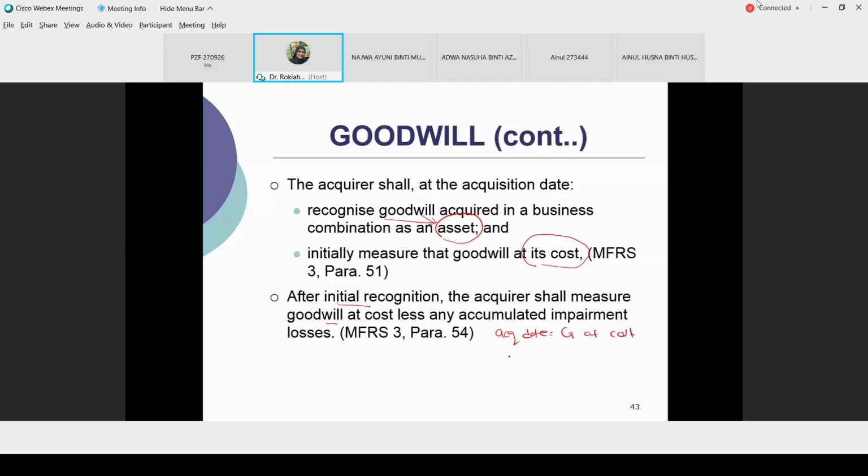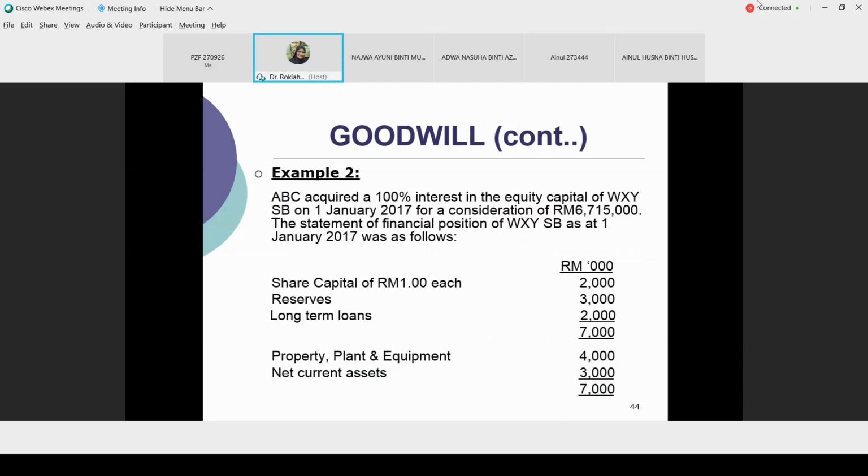After the acquisition date, for the value of goodwill, we take goodwill at cost and need to minus accumulated impairments. If you have accumulated impairment loss, then you get the amount of goodwill. So at the acquisition date, we only use goodwill at cost. After the acquisition date, the value of goodwill needs to be reduced by any accumulated impairment loss. Okay, so we try to look at this example.